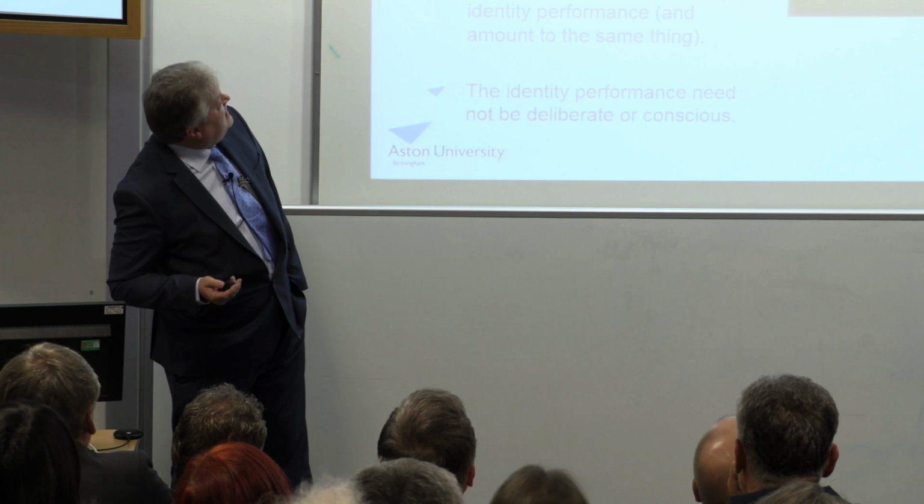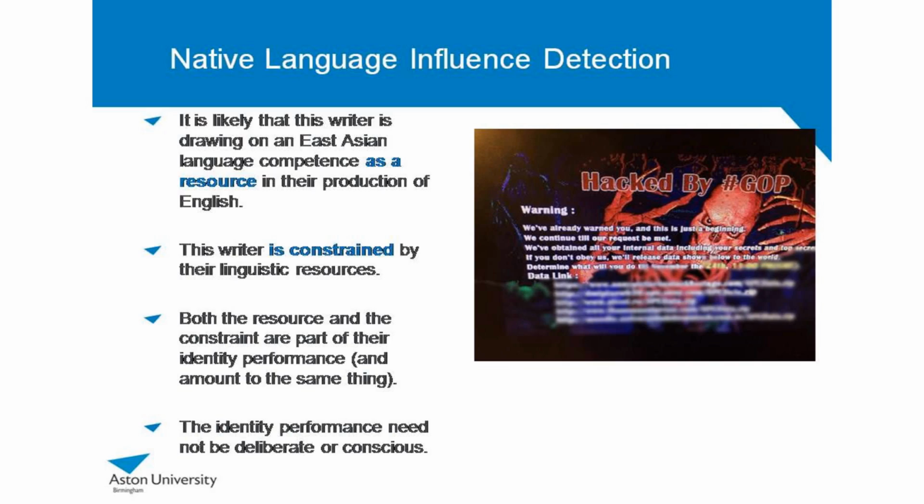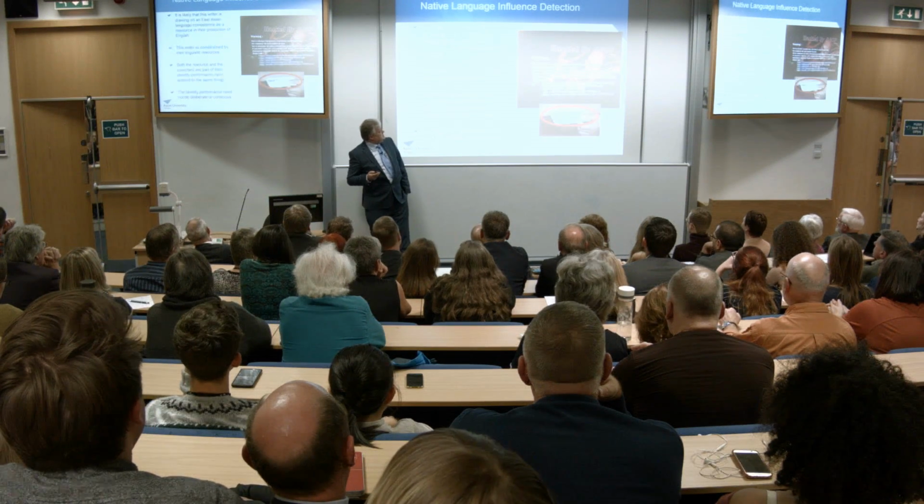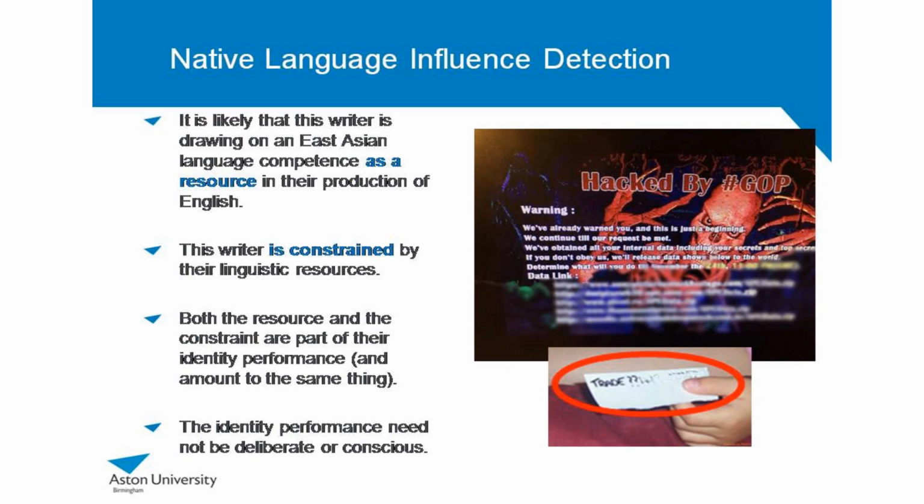Okay. So, it's likely that this writer is drawing on the East Asian language competence as a resource for their performance of English, and is also constrained, and these two things are the same thing really. Yeah, the identity performance isn't conscious or deliberate. This is partial in the Buchholz and Hall theory. Okay? And we can do this for these cases too.